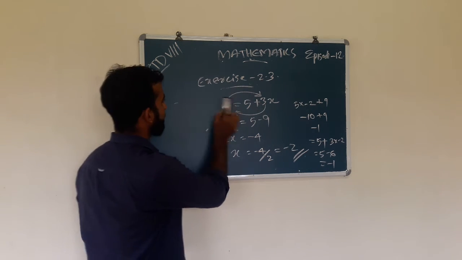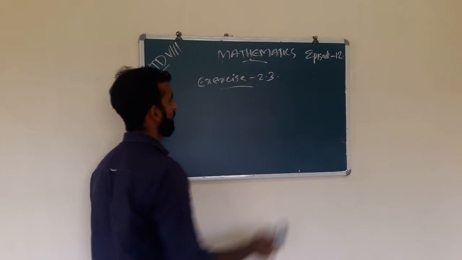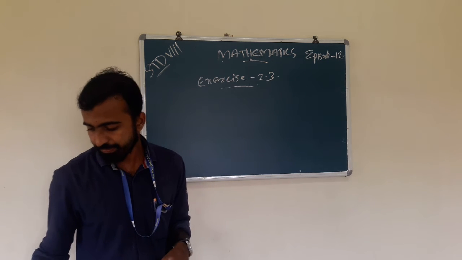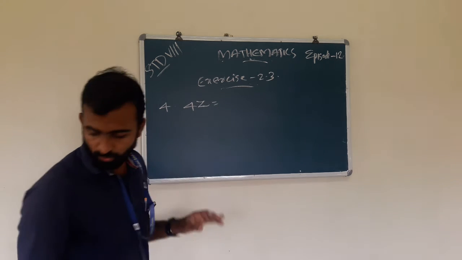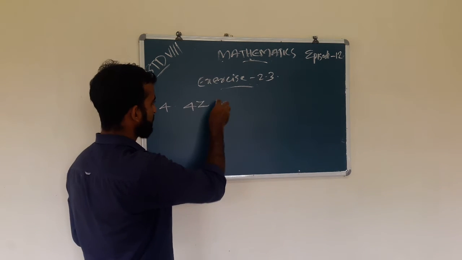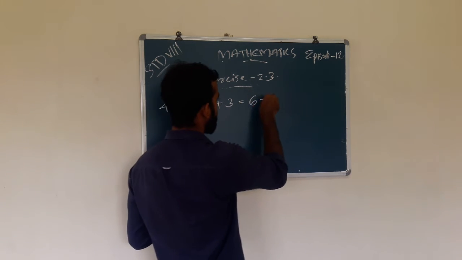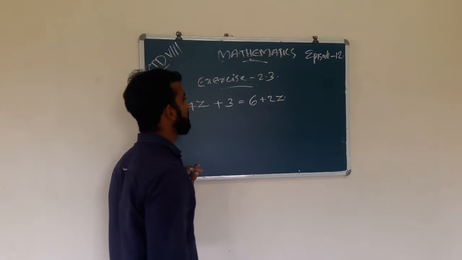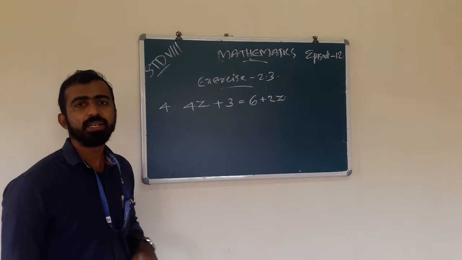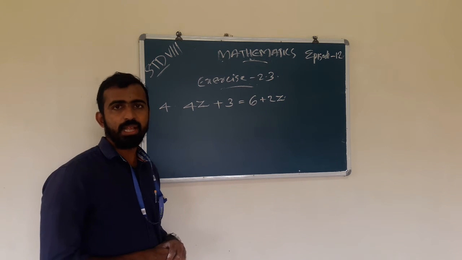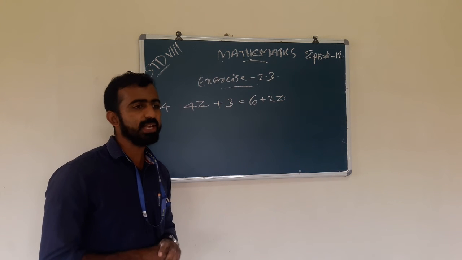And next one is what? The fourth one is 4z plus 3 equal to 6 plus 2z. Yes, 6 plus 2z. We want to find the value of z. What is the answer? Anyone can say?